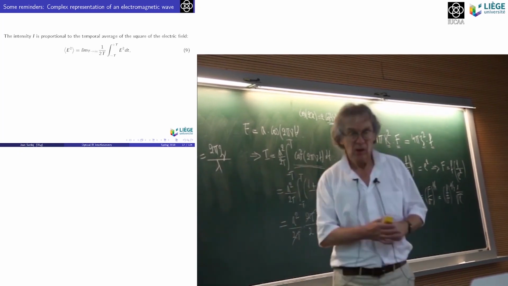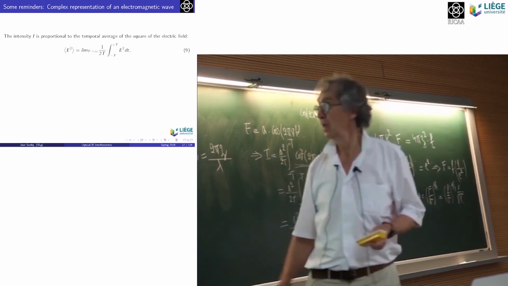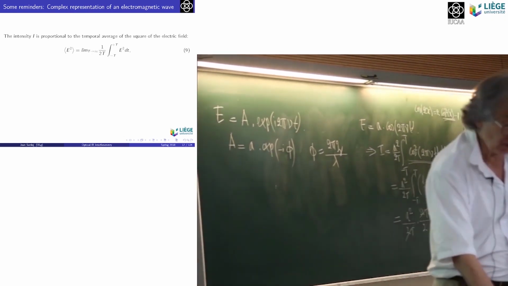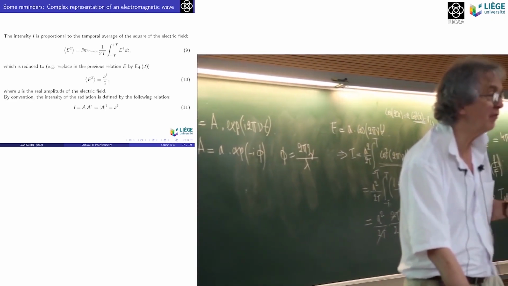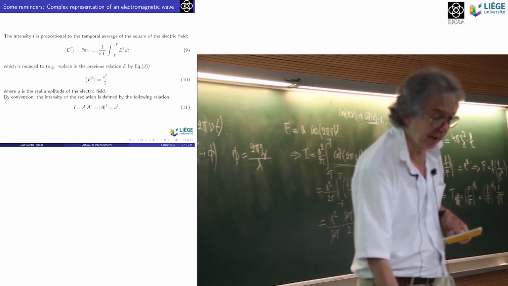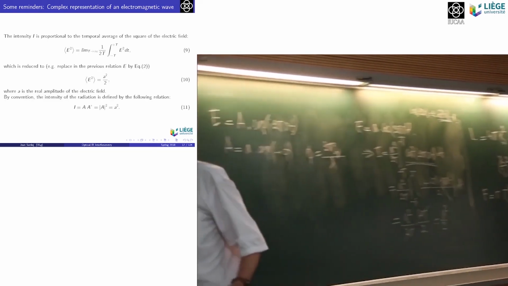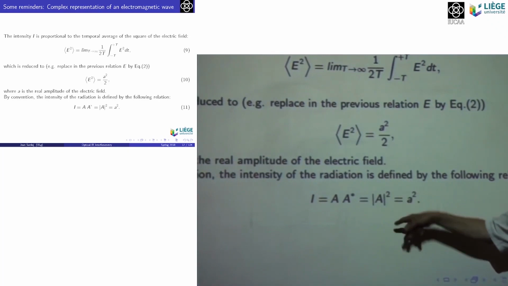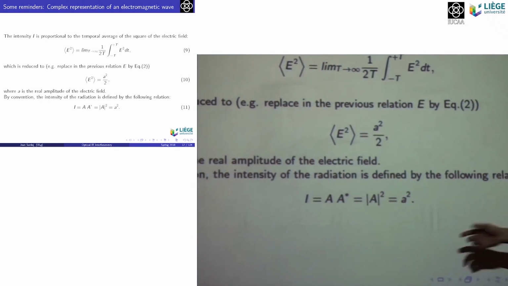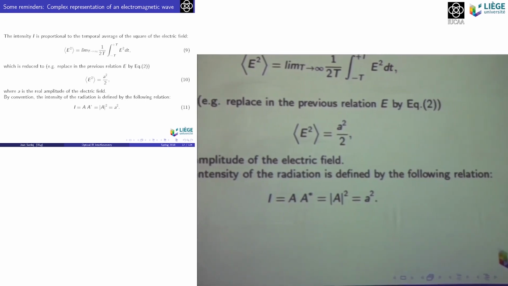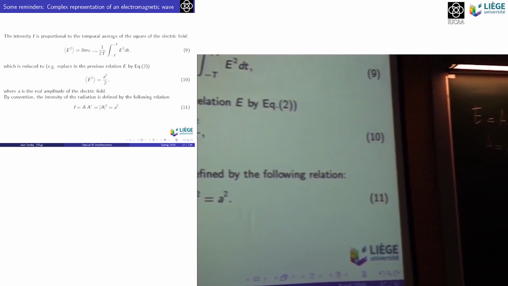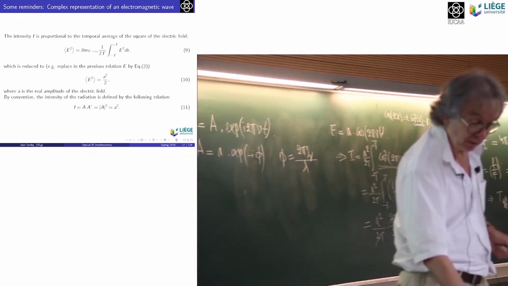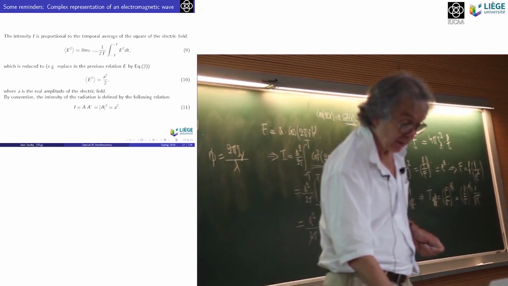So this is interesting. We find that the intensity is proportional to the square of the real amplitude. And by convention, astronomers define the intensity of the electric field as being just equal to the square of the real amplitude, which is also the square of the modulus of the complex amplitude, and which is also equal, of course, to the complex amplitude times its complex conjugate. So these are just reminders, which will be important for the remainder of the lecture.